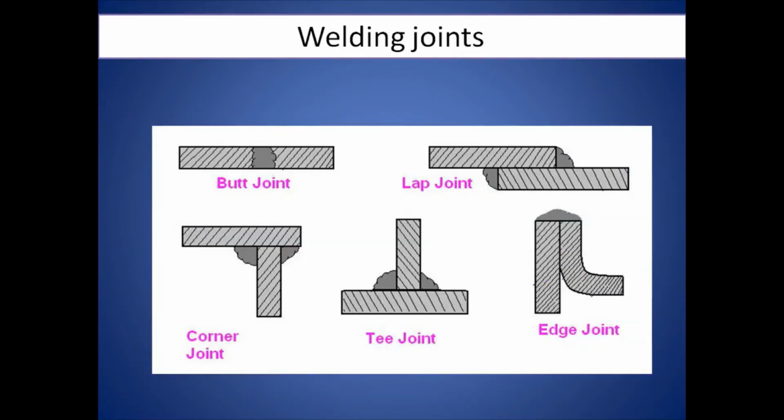Then these are some welding joints. Depending upon the requirement, a butt joint is done parallelly, a lap joint is done by placing one metal sheet over the other one. Then the corner joint and T joint are done at an angle of 90 degrees. Then the edge joint is also done where it is applicable. Whatever the situation requires, depending upon that we can use different types of joints.